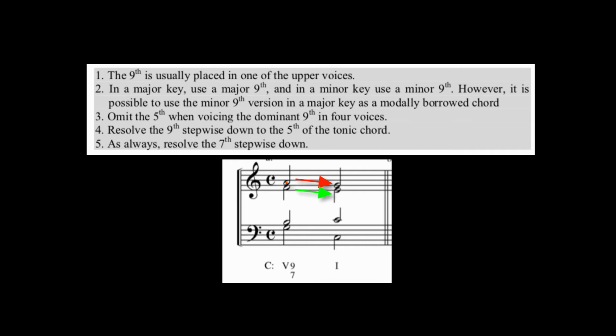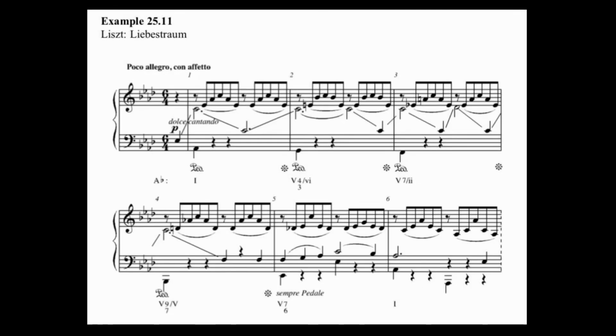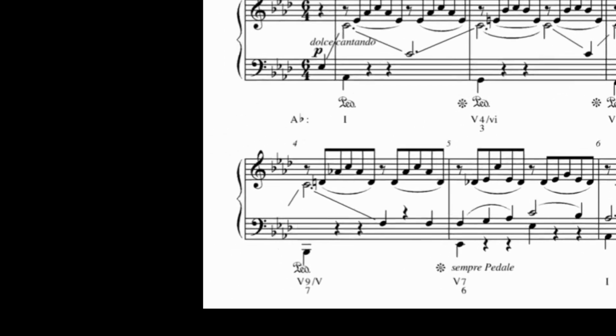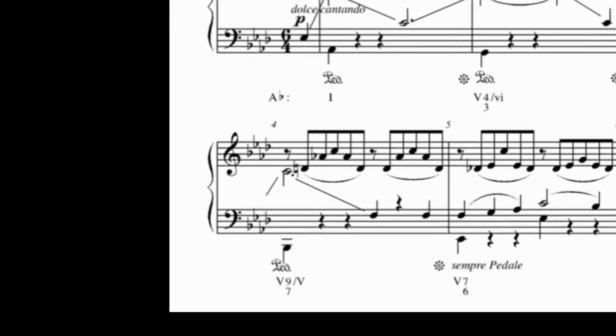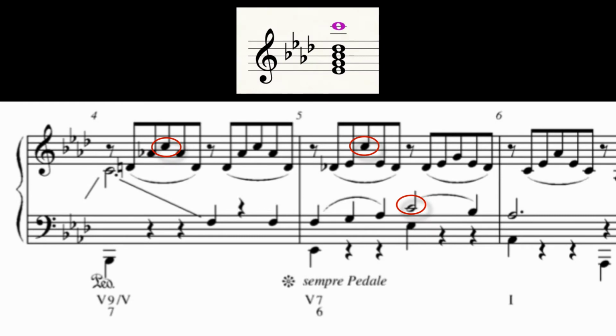In example 25.11, Liszt uses the major version of the dominant 9 chord as a secondary dominant in measure 4. The secondary dominant in measure 4 is B flat, D, F, A flat. It includes an additional note, C, a major ninth above the root. This pitch is retained in the upper voice into measure 5, where it continues to be a coloristic note. Here it is the added sixth above the dominant 7th chord that does not resolve until the final quarter note of the measure.